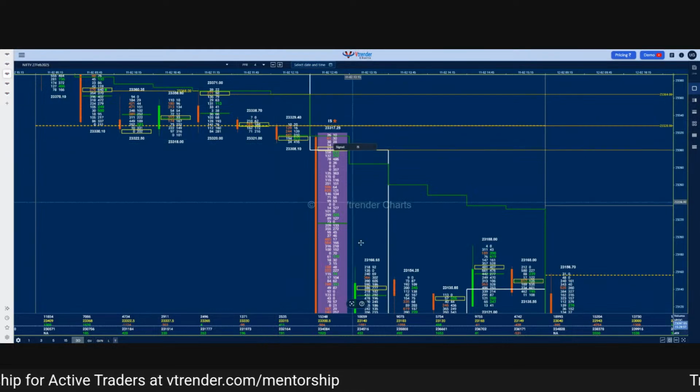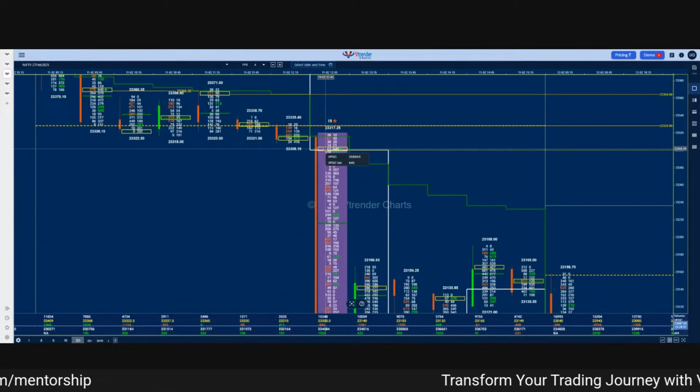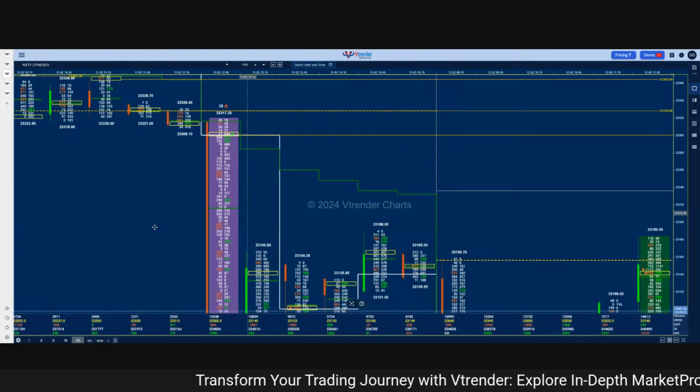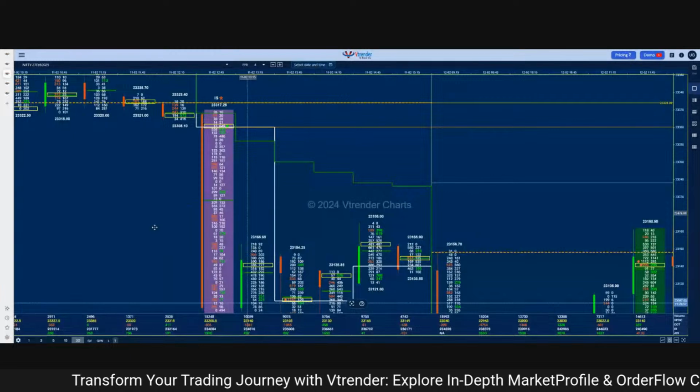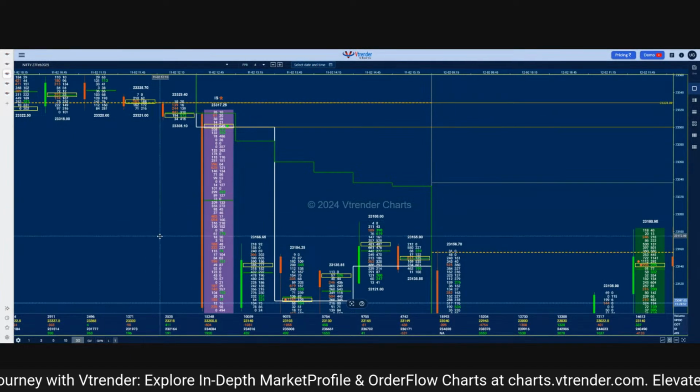You can see how you have got an IS30, and the POC of this IS30 is where we got rejected today. So this is how you need to keep in reference the important IS and IB bars, especially on the 30 minutes, because they are the ones which will give you good directional moves.